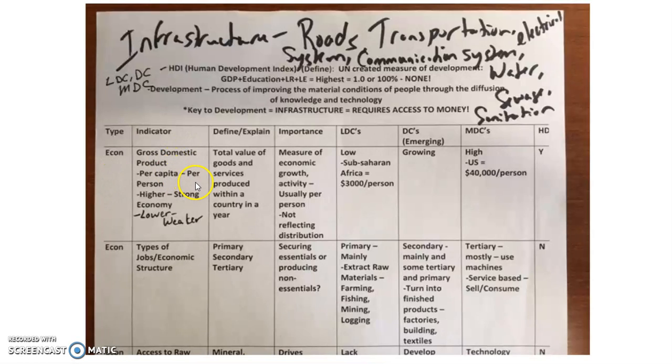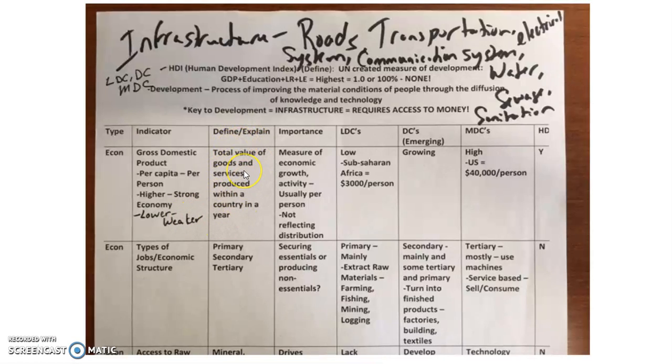So we know we have the gross domestic product. This is a per capita, or per person, statistic. The higher the gross domestic product is, the stronger the economy is. That means the more money it's generating. The lower, the weaker the economy. So a growing GDP means that economy is growing, improving, increasing. A shrinking GDP means that country is declining in terms of level of economic development.